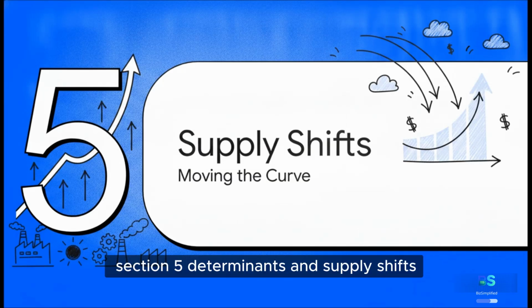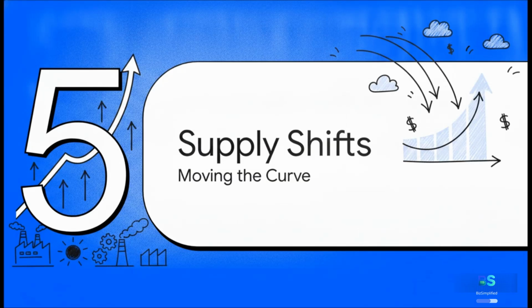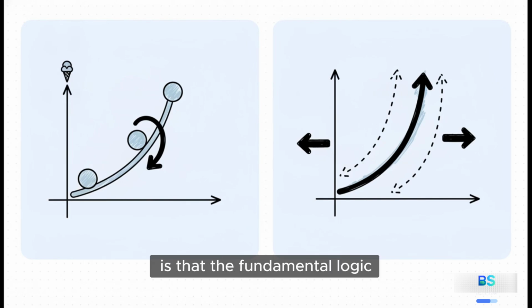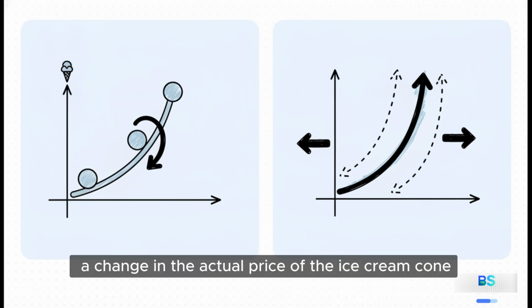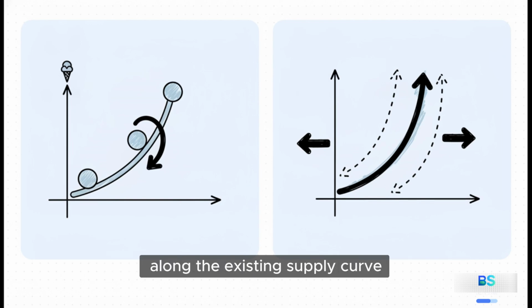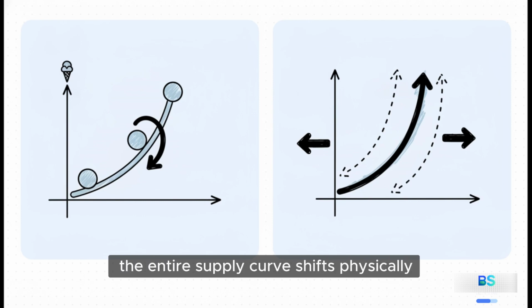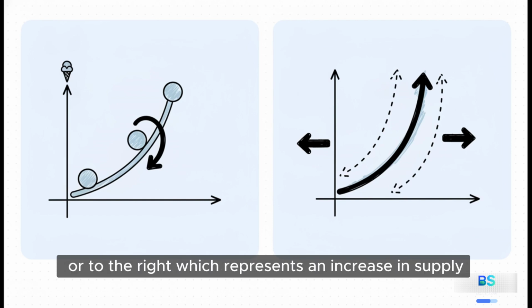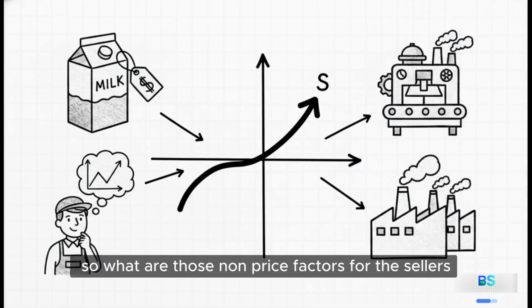Section 5. Determinants and supply shifts. Now, what's really interesting about this concept is that the fundamental logic here is the exact same as before, it's just flipped for the seller. A change in the actual price of the ice cream cone just moves us up or down along the existing supply curve. But if a non-price factor changes, the entire supply curve shifts physically. It moves to the left, which is a decrease in supply, or to the right, which represents an increase in supply.